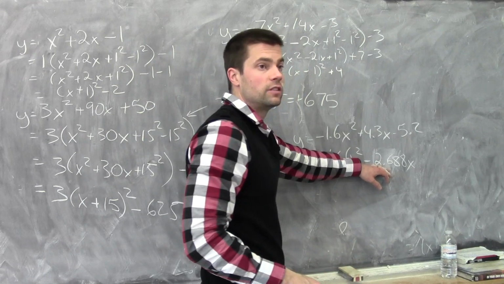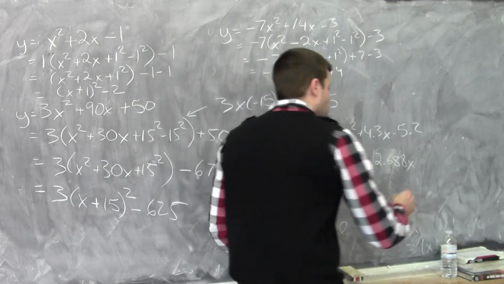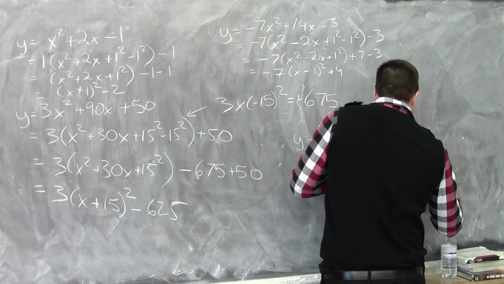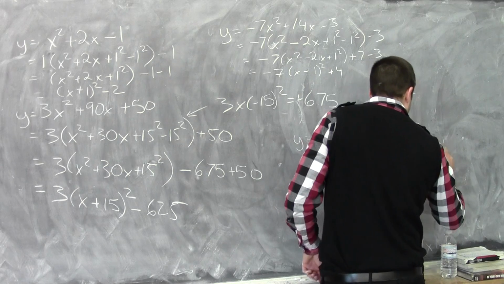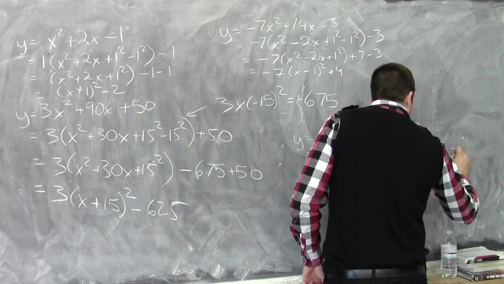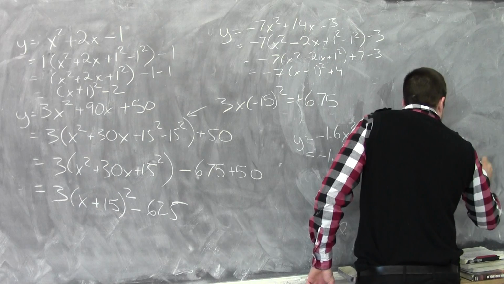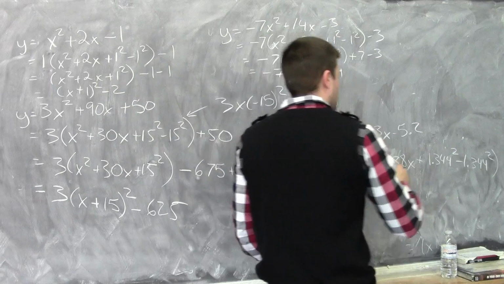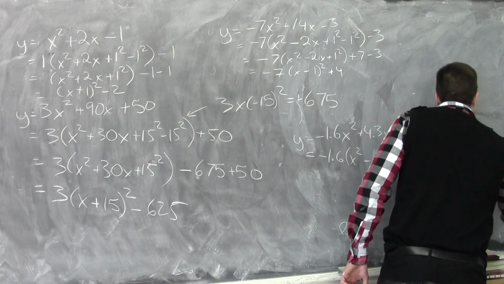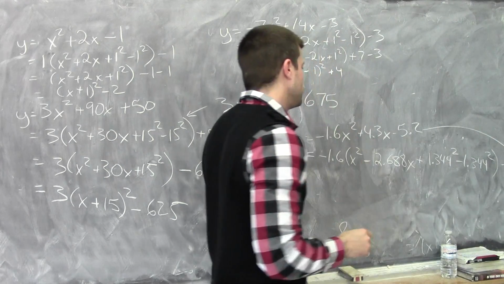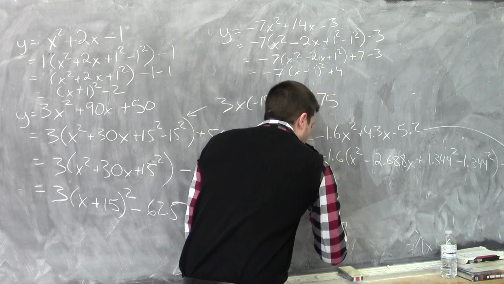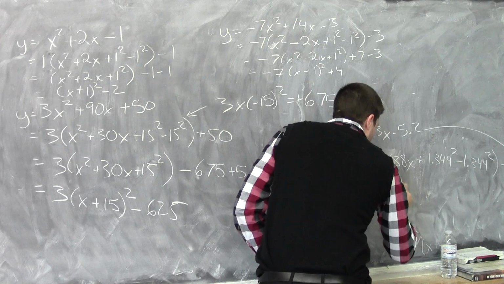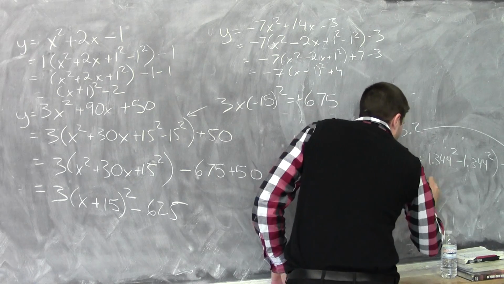Now we got to add half of this squared. So I'm going to say plus 1/2 of this is going to be 1.344 squared minus 1.344 squared. And then on the end, minus 5.2. That end term still goes way out. And now, negative 1.6 x squared. I leave the first 3 terms.